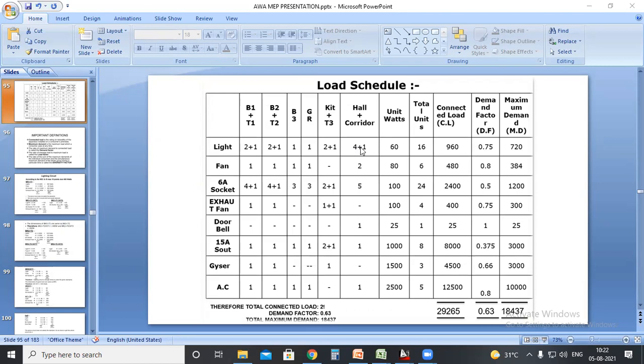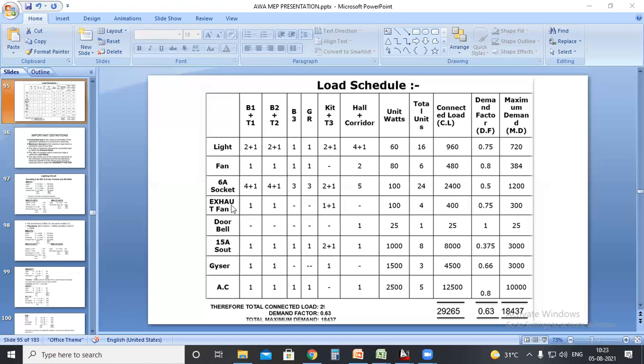Like we have 5 lights in the hall plus corridor. In circuit 1, you can take 4 lights, and you have 2 fans. You can take one fan from the total number in circuit 1. And 6 ampere socket, you have 5 numbers. You can take 2 or 3. It's actually your wish, not an issue. You will get an idea only if you have the actual drawing with you. Right now we don't know where these 5 sockets are arranged, where the 2 fans are located. So you can just take as you wish, no issue.